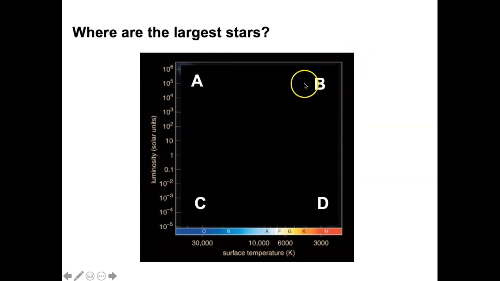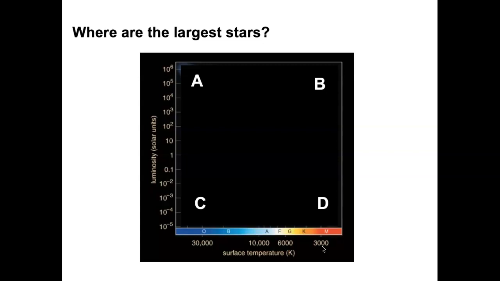What do we know about stars at B? They're bright, but they're cool. How can you have a star that is this bright? What is this? 100,000, a million solar luminosities. Stars up here have a million. They're a million times the brightness of the sun, and yet they're not very hot. How can these stars be this bright when they're cool?